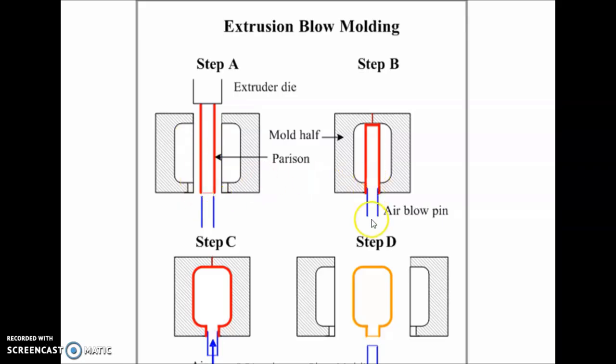Step 2, air is blown into the mold cavity. Step 3, with the help of compressed air, the plastic attains the shape of the mold cavity. Step 4, after the plastic gets cooled, with the help of an ejector pin, the part is removed from the mold cavity and the final part is ejected.